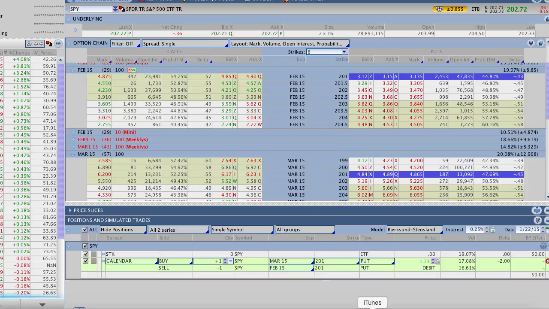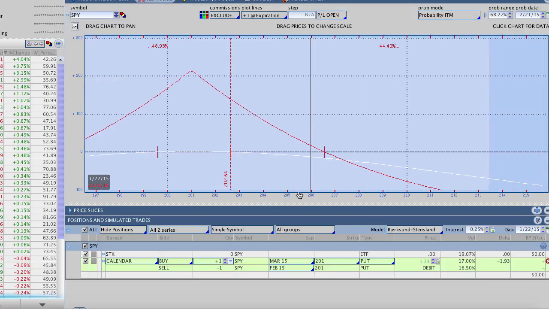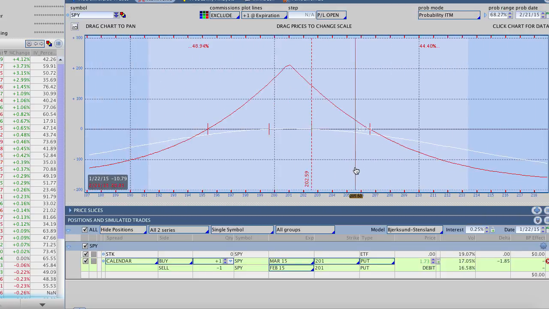Now this calendar spread here costs us a debit of $174. So it's a little bit more expensive than we usually like to pay. We like to pay around $125, $140 or so for a calendar spread, but a little bit more expensive gives us a little bit more premium to work with. As far as the profit loss diagram though, it's very, very attractive for this calendar.